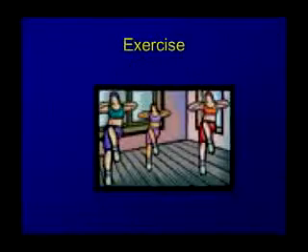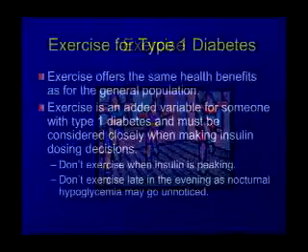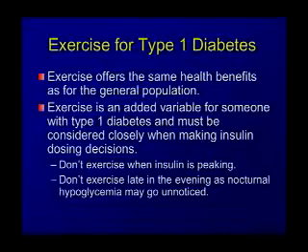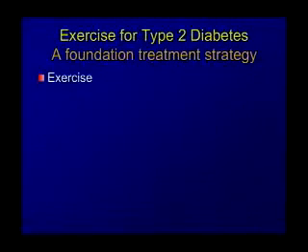We're going to talk a little bit about exercise. For type 1, it offers all the same benefits as the general population, but it adds another variable which makes it harder to figure out your insulin. Because if you're exercising, you need less insulin. So we work a lot with people on planning their activity and adjusting their insulin and their carbohydrate intake to handle it. For type 2, it does everything you want it to do.